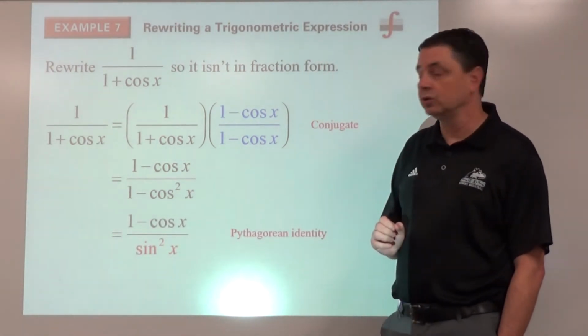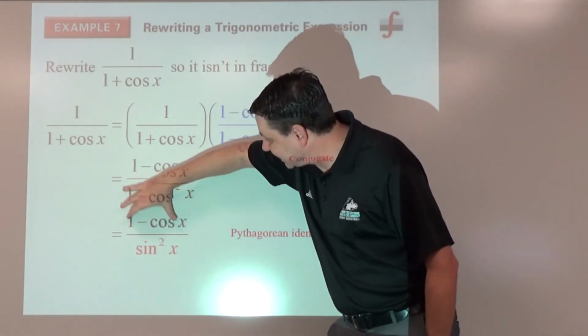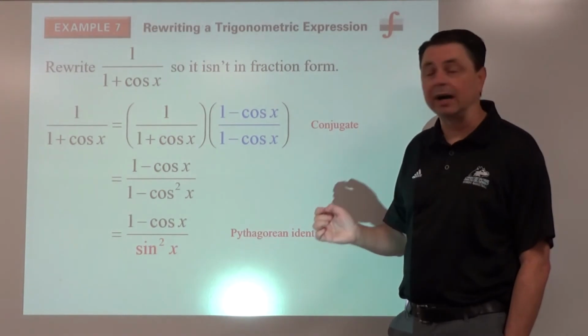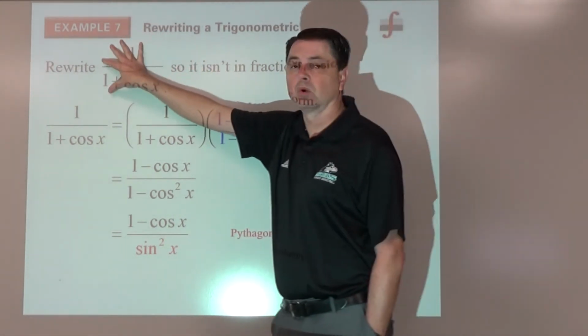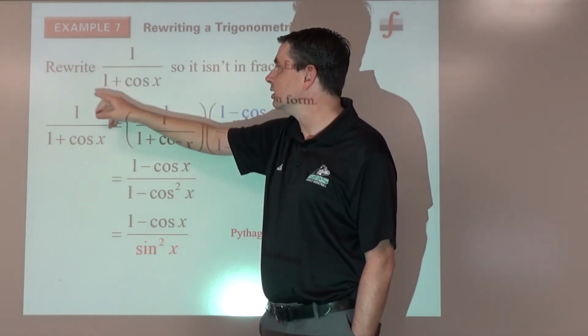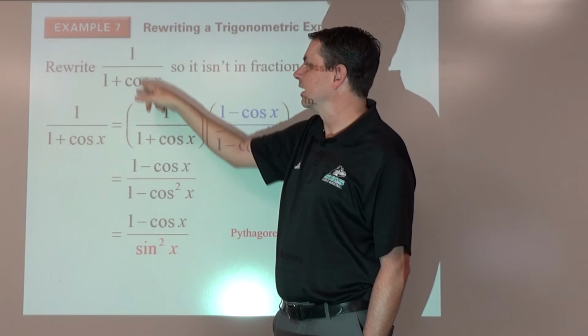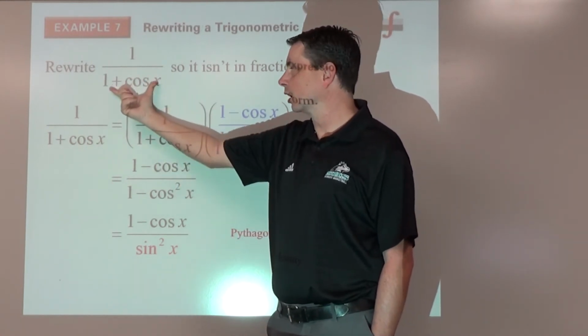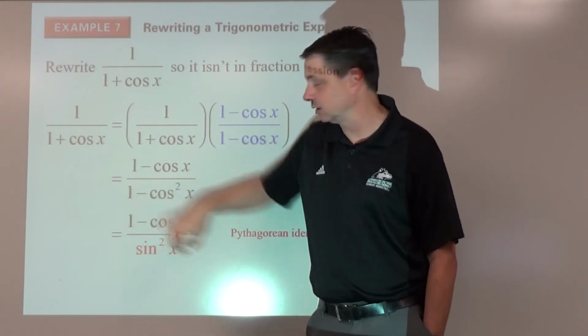And now what we could do is we could distribute this division. Take both of the terms on top and divide them by the term on the bottom. That doesn't work in the other direction. We could not split this up as 1 divided by 1 plus 1 divided by cosine x. It doesn't work when the denominator is the binomial. It does work when the numerator is.